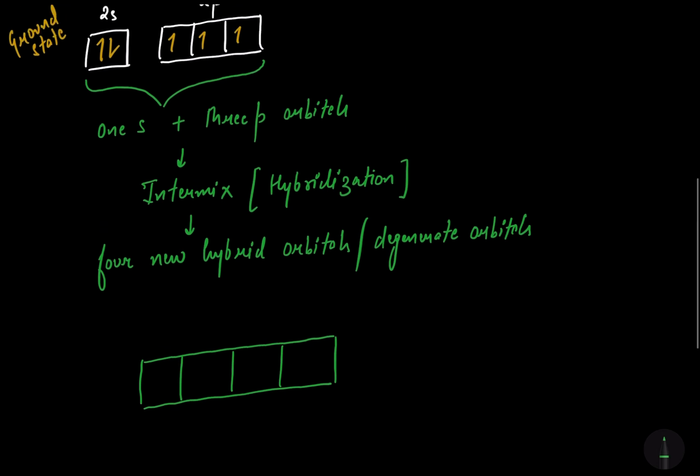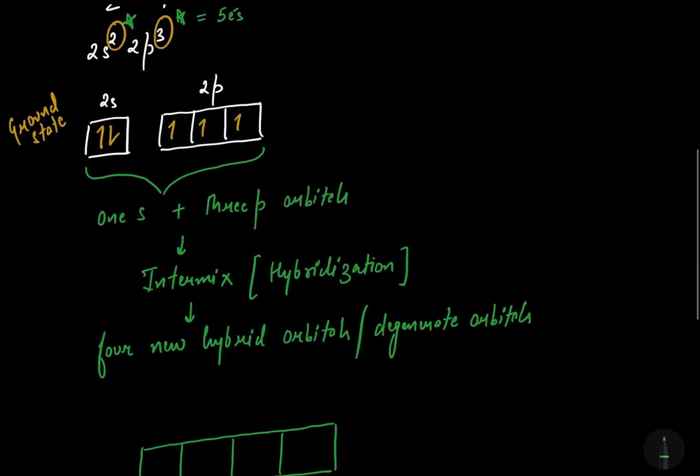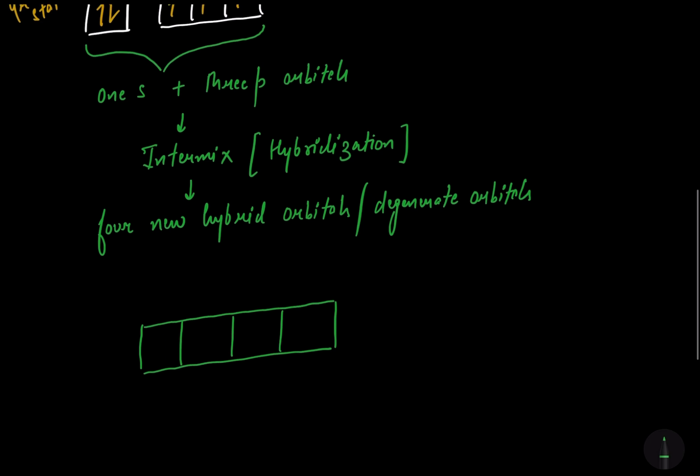Now let's come back to the electronic configuration of nitrogen. We were having total of 5 electrons. The 2 electrons were in the 2s and 3 electrons were in the 2p. So we were having the total of 5 electrons. So now there will be redistribution of that 5 electrons in the hybrid orbitals. But firstly, which type of hybridization is this? Here the 1s and 3p orbitals are intermixing. So that means hybrid orbital will be sp3.